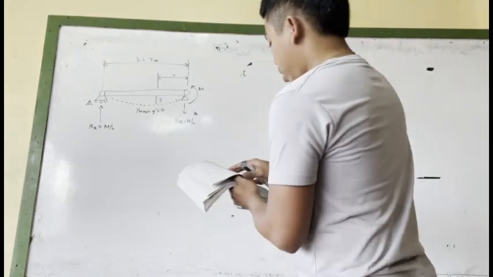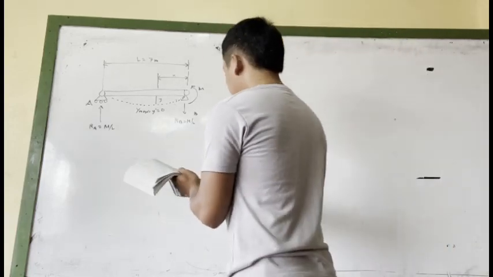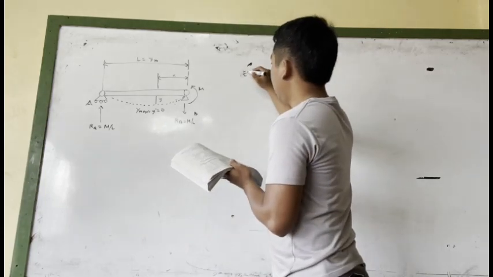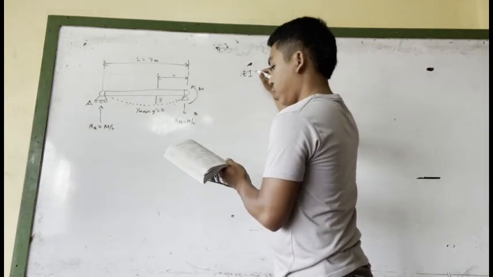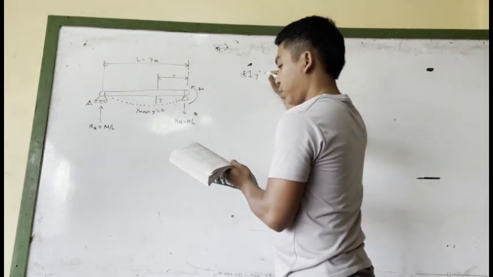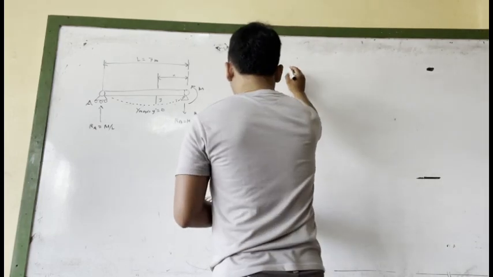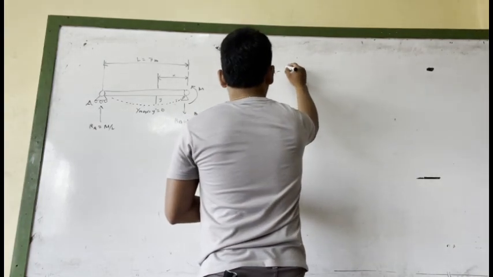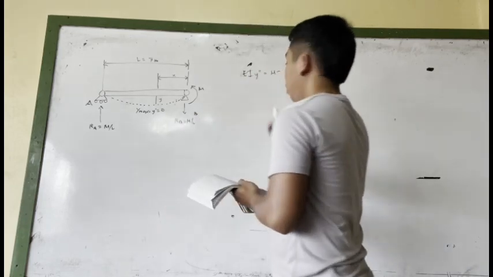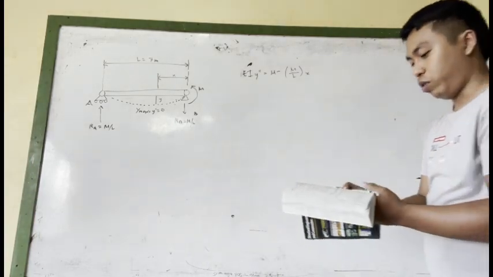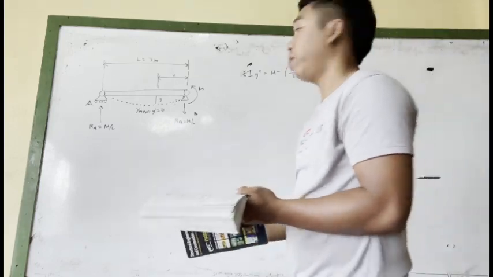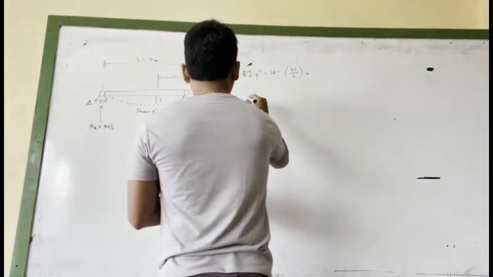So in this FBD, this will be characterized by the equation of EI y double prime equals Mx minus M over L times x. Since to get the required values, we will use the double integration method. So we will double integrate this.